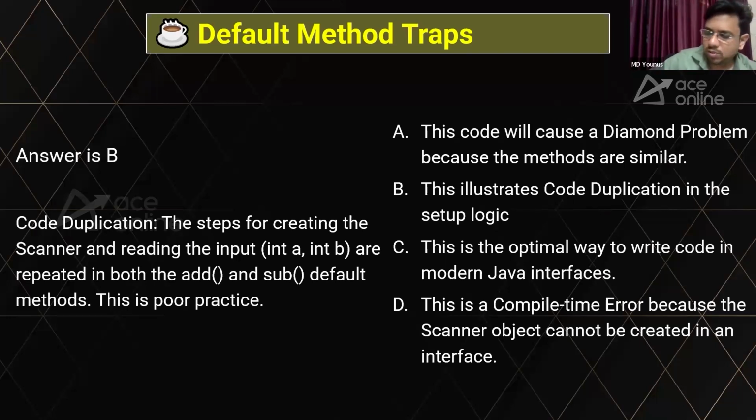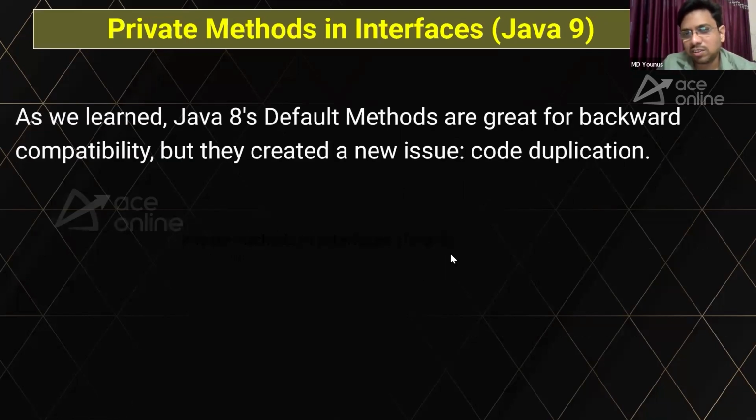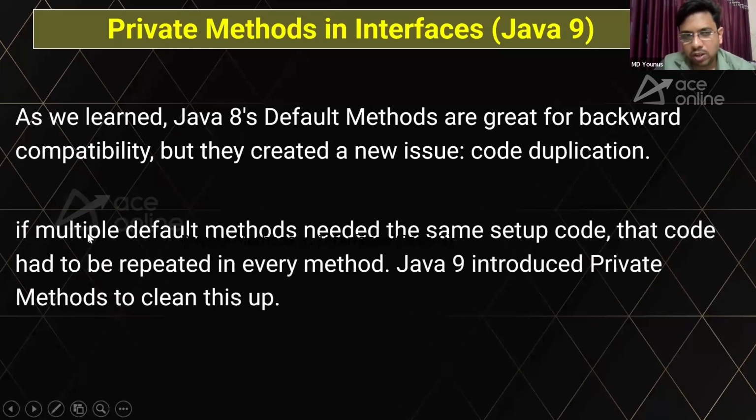So it's not static, but it can be solved using Java 8 or above because default and static methods in interfaces were introduced in Java 8. Okay, that's a nice point, Monica. So Java 9 added something called private methods. As we have learned, Java 8 default methods are great for backward compatibility, but they created a new issue, which is code duplication. If multiple default methods needed the same setup code, that code had to be repeated in every method. Java 9 introduced private methods.